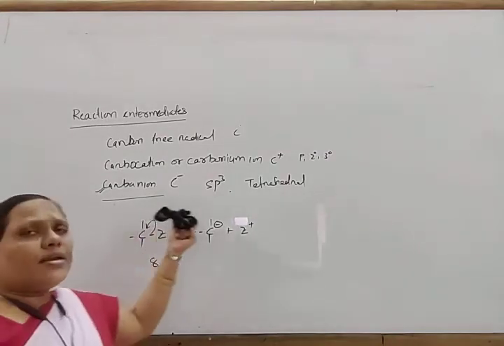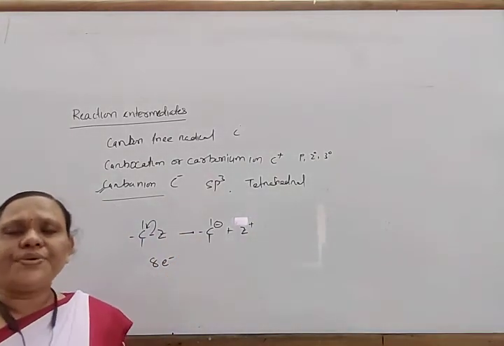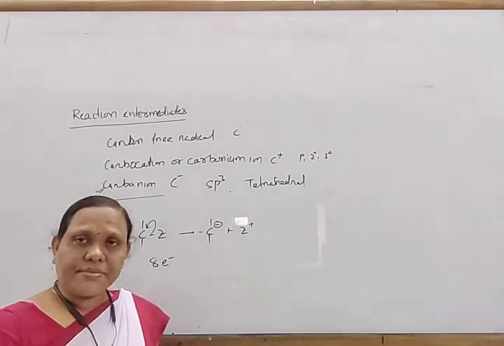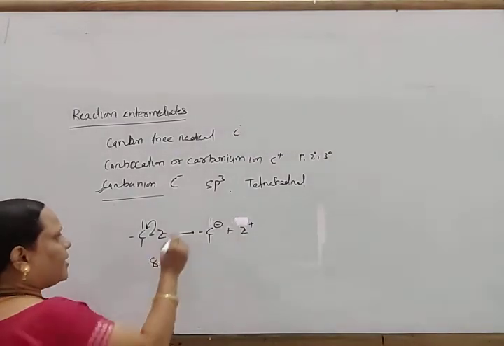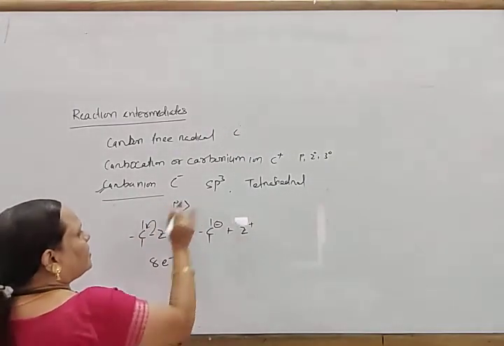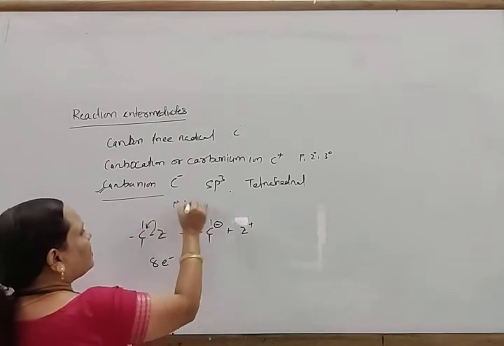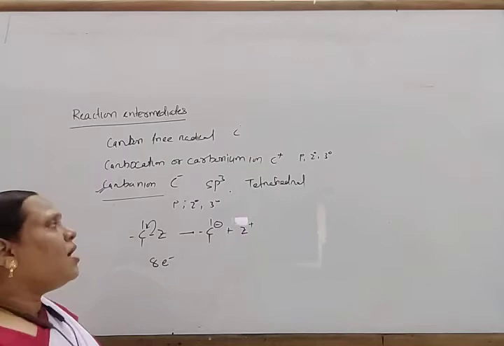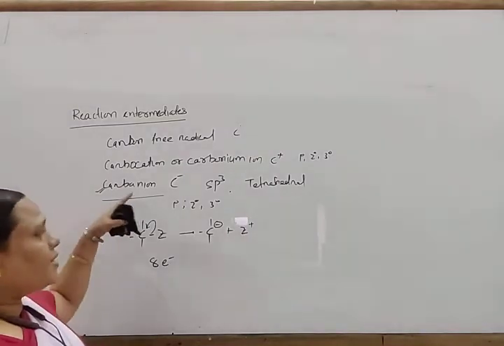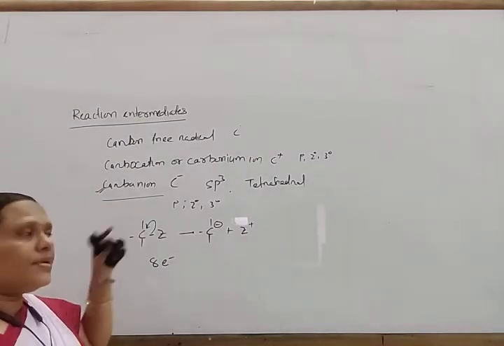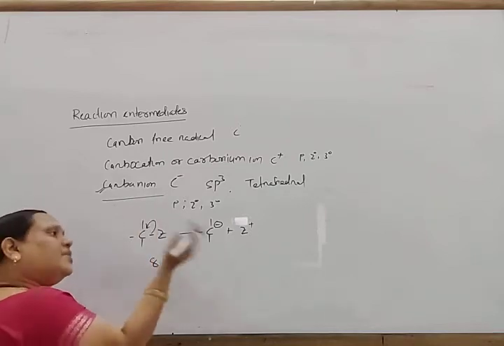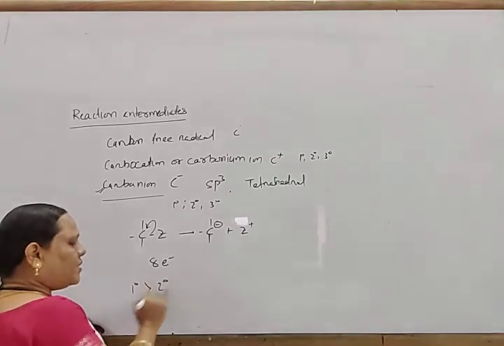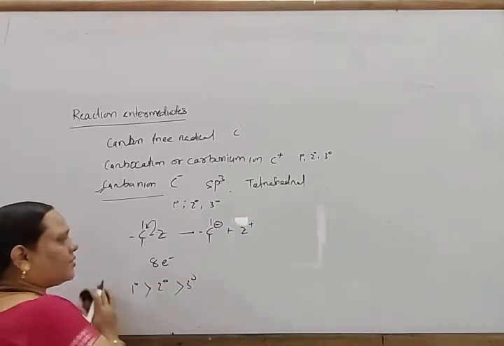These carbanions are again classified into different types depending upon the type of carbon atom carrying the negative charge, and these are classified again into primary, secondary and tertiary. So the stability order of different carbanions is the reverse of carbocations. Primary is more stable, then secondary, then tertiary.